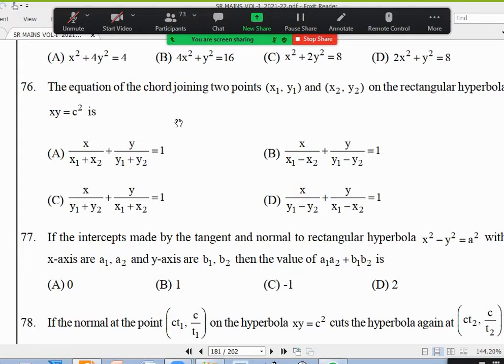Sir, I took general points, sir. Like x1 as CT1, x2 as CT2, and y1 as C by T1 and y2 like that. And I substituted in that equation, sir, chord joining the points T1 and T2. Okay. Nobody has done anything else?